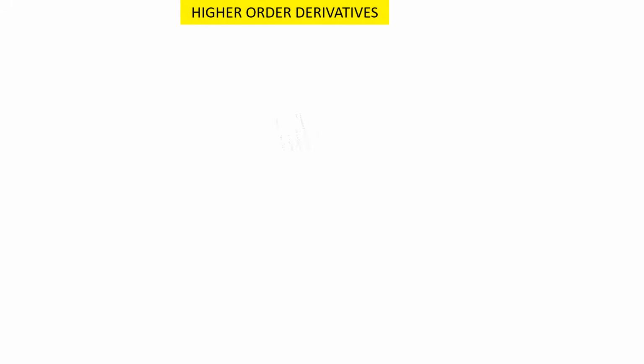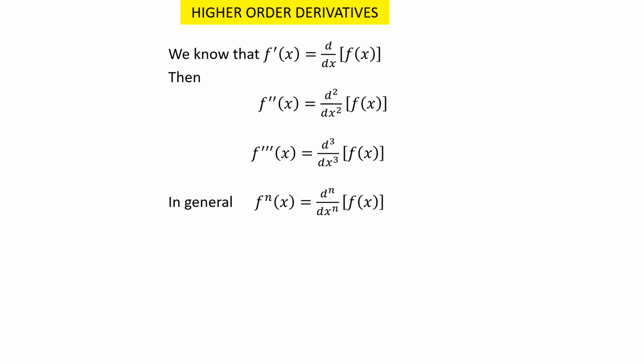Next one, higher order derivatives. So far we have discussed only first order derivative. What is first order derivative? First order derivative means I differentiate the given function with respect to the variable x only one time. Sometimes we need to calculate the second derivative, third derivative, even more. So in general, f^n of x is given by d^n by dx power n of f of x.